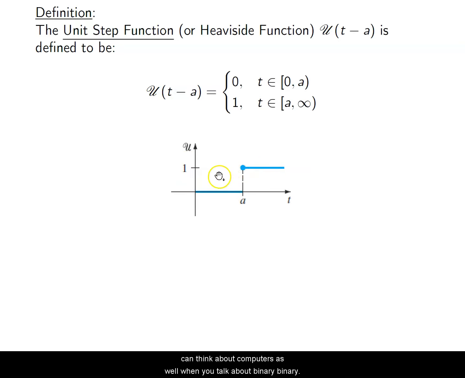Very, very straightforward. You can think about computers as well when you're talking about binary and signals going to different gates. 0 means a gate is closed, 1 means a gate is open, right? So if I have 0, 1, the first gate is closed, there's no electricity flowing through that. The second gate is open, there's electricity flowing through there, right? That's a very common example of the unit step function, but obviously there's more ways that we can use this, right?